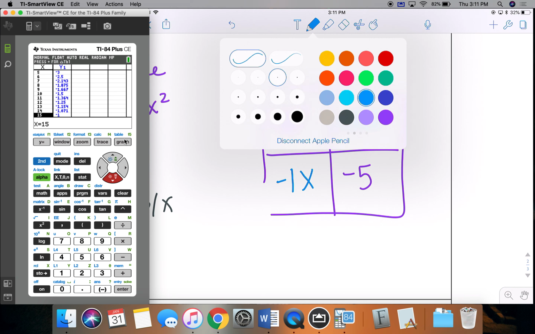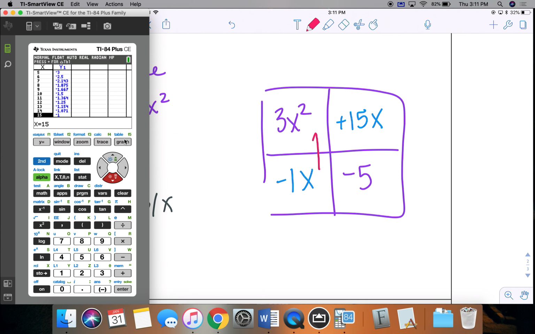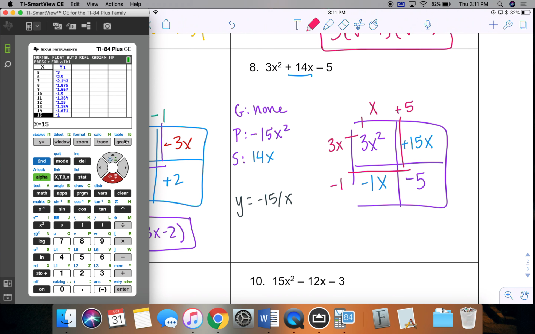Remember that you do need to put the x's in writing your factors. So 3x squared and 1x only share an x. 15x and 5 share a 5. 3x squared and 15x share a 3 as well as an x. And -1 and -5 share a -1. If I do a quick check, 3x times x is 3x squared. 5 times -1 is -5. So my factors are x plus 5 and 3x minus 1.